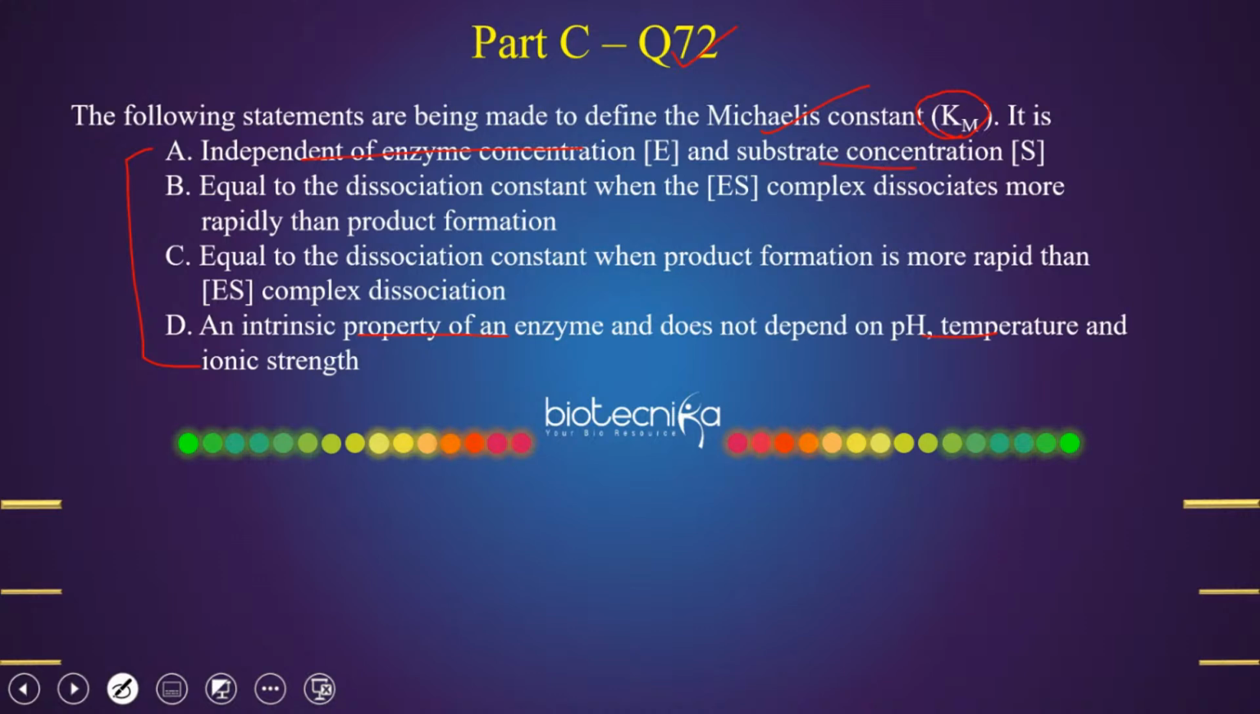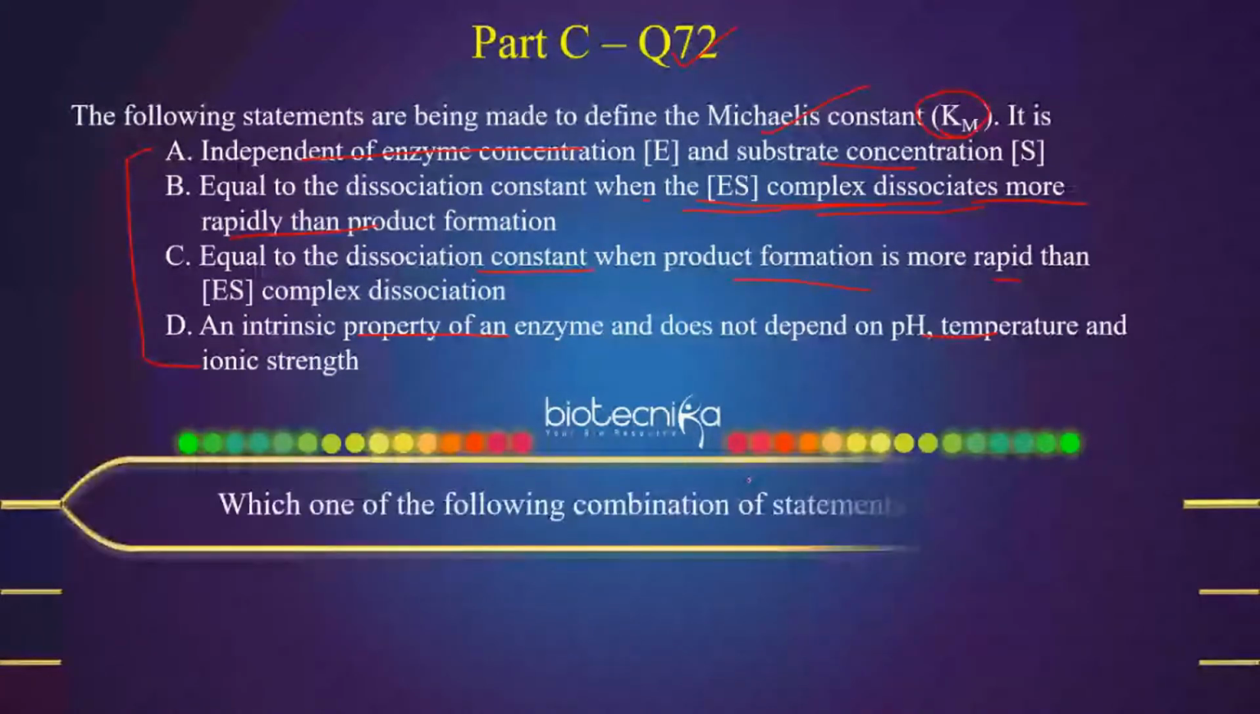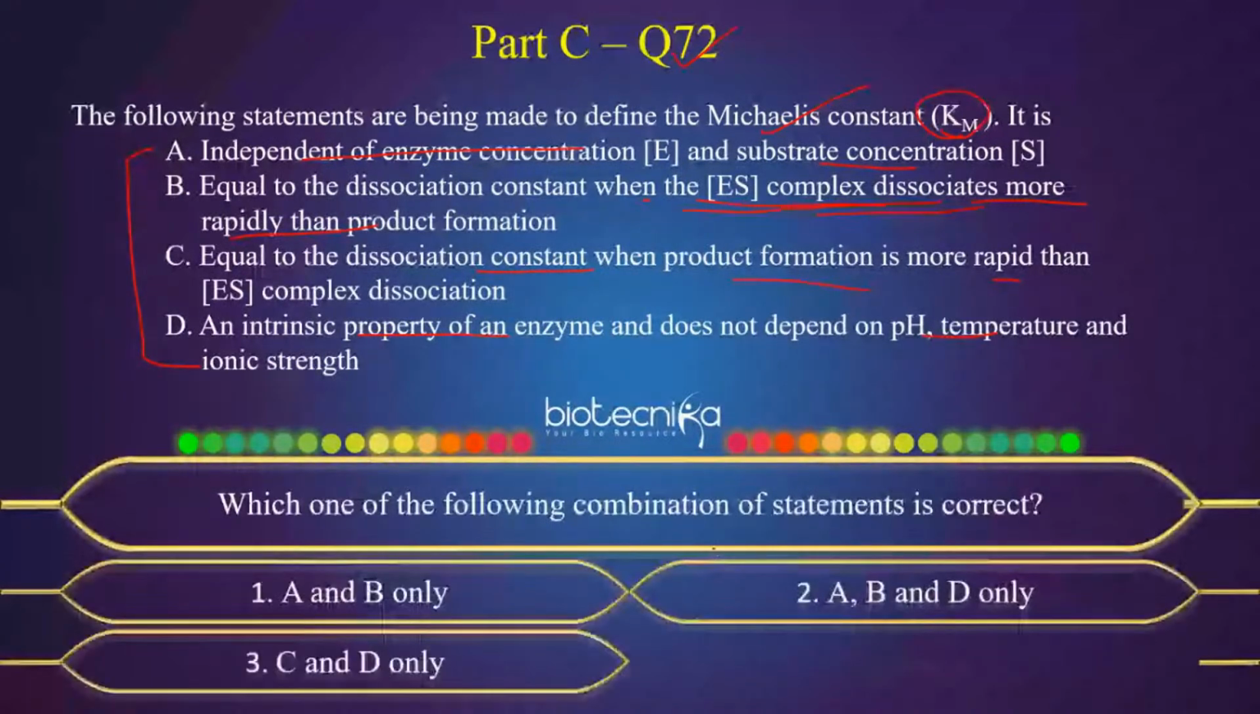Or is it equal to the dissociation constant when the ES complex dissociates more rapidly than product forms? Or is it equal to the dissociation constant when product formation is more rapid? Is ES complex dissociation more rapid, or is product formation more rapid? So which of the following is correct? Yes, again you need a concept over here.